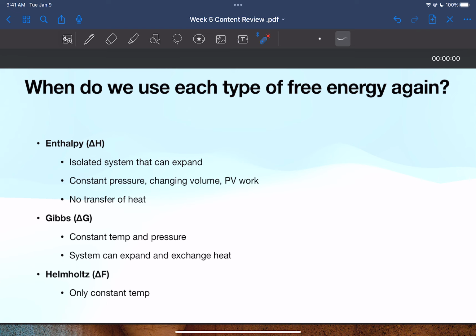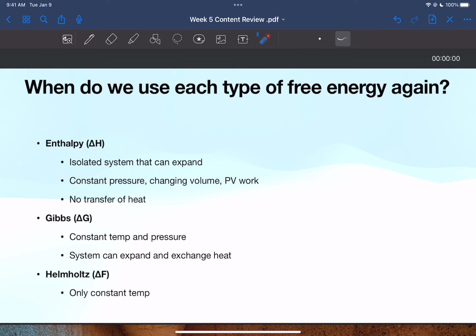And I think I did it wrong at first, and then I fixed it later on for enthalpy. So enthalpy, you have an isolated system that can expand. It can expand. It's constant pressure. You have a changing volume, therefore you have PV work. And there's no transfer of heat. Right?